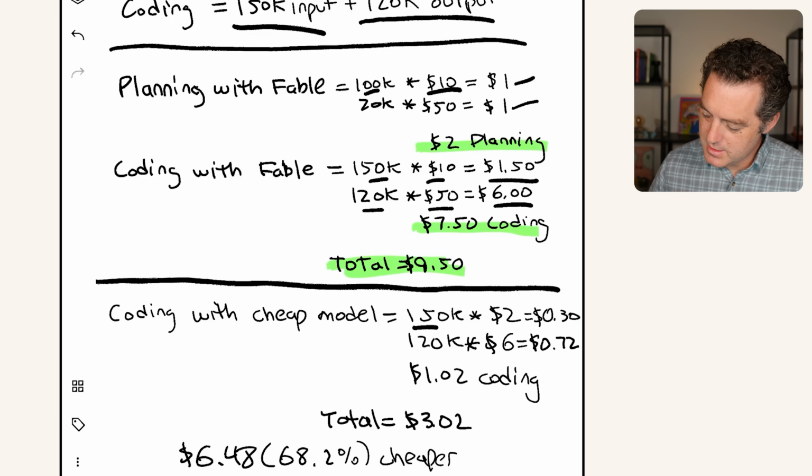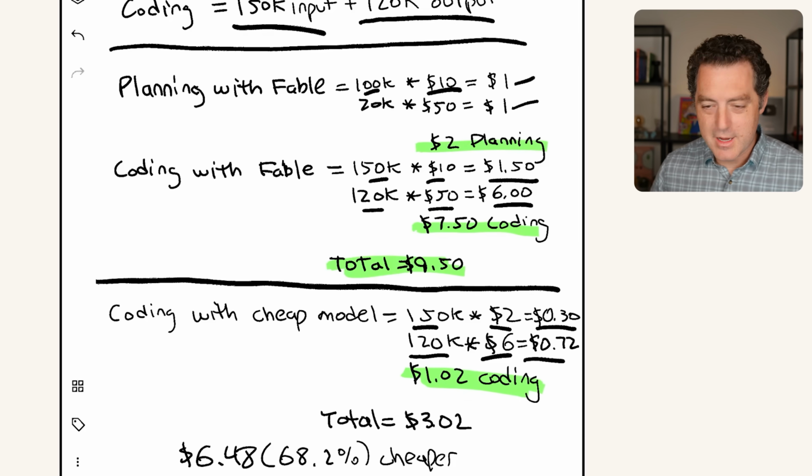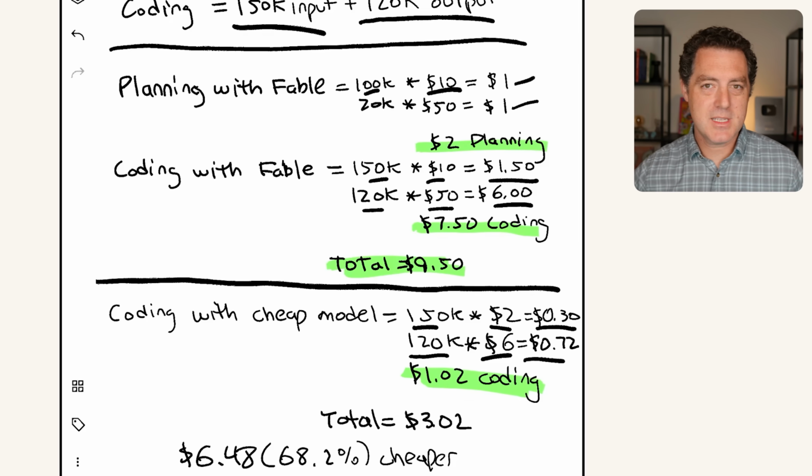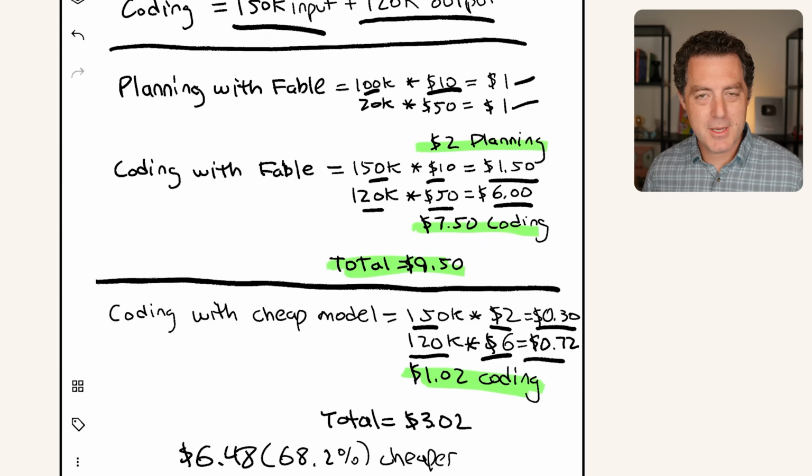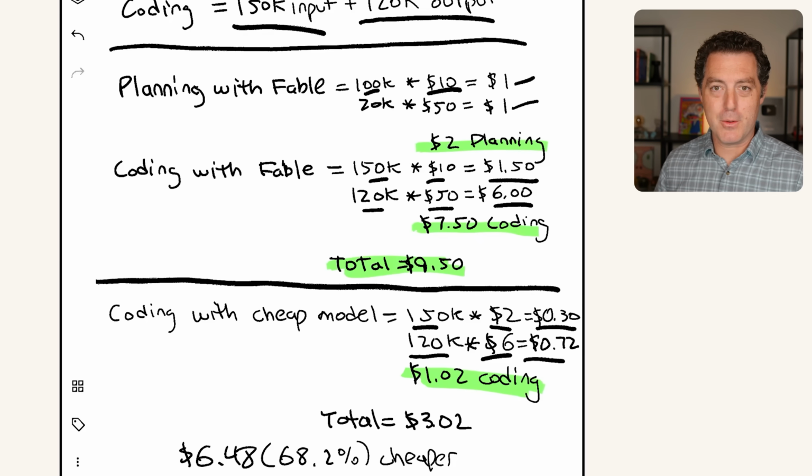We have 100,000 input tokens times $2 instead, which is 30 cents. We have 120,000 output tokens times $6, which is 72 cents, for a total cost for coding of $1.02 compared to $7.50 with Fable. Now, because the spec, the planning had already been done, all that the cheaper, less capable, but still very good at coding model needed to do was just look at the plan and write the code, which it is totally able to do.